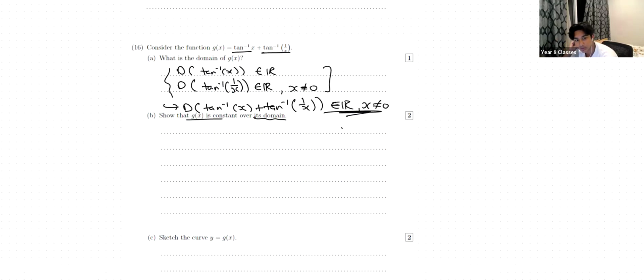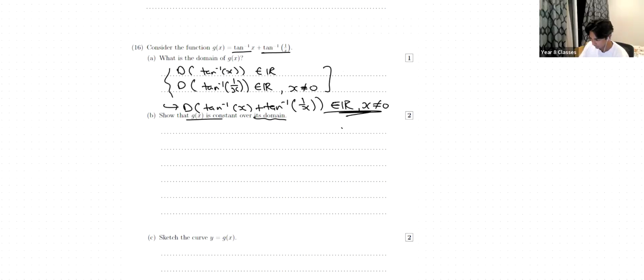Second part, we want to show that g of x is constant over its domain. How do we show that something is constant? So do we differentiate? What would differentiating achieve? Think generally, what does differentiation actually give you in terms of a graph? I don't know, I forgot.